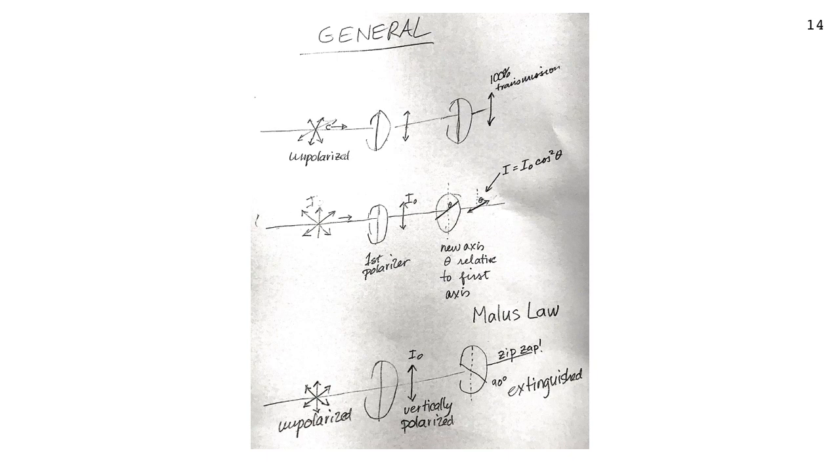Okay, and so the output is a vertically polarized beam. All right, now let's make the second polarizer over here. Let's give its optic axis a little bit of a tilt. And for comparison, I'm going to draw in a dotted line of the previous.